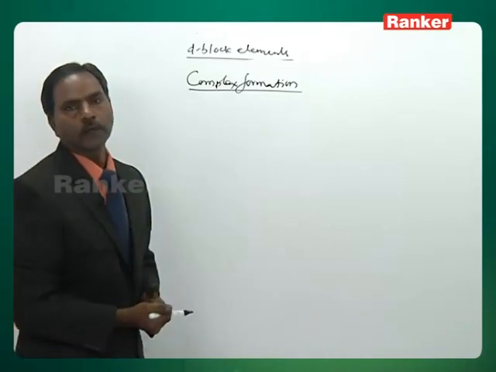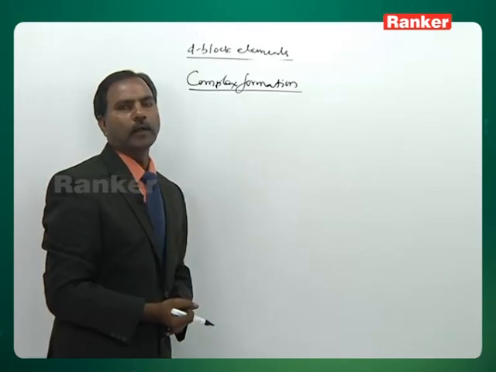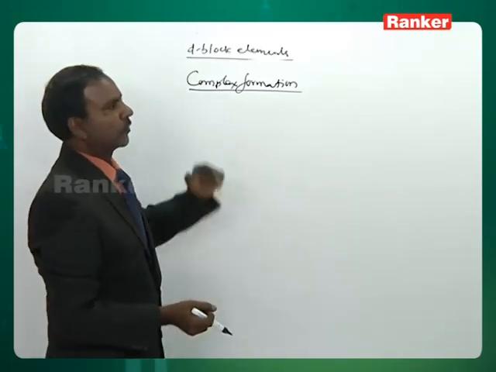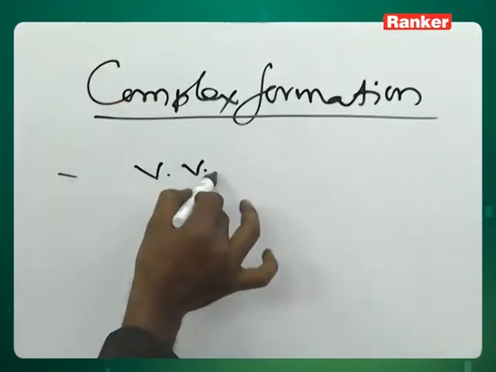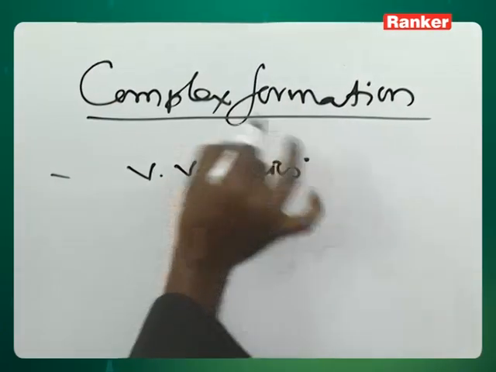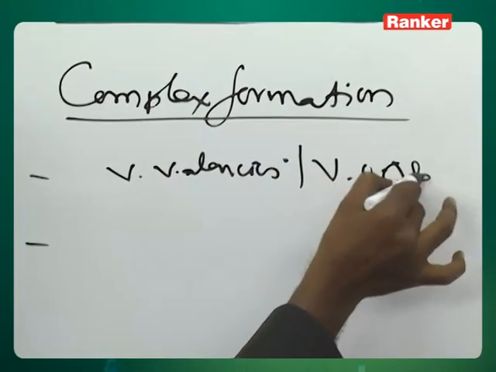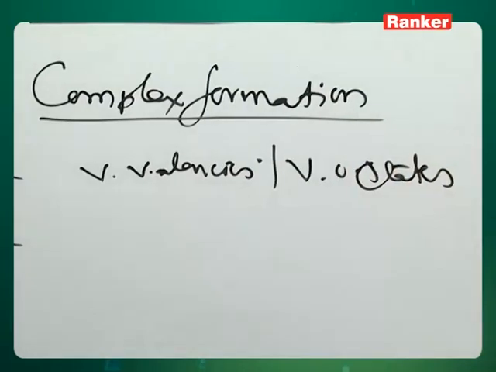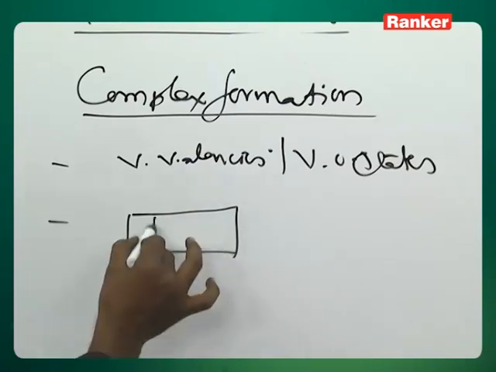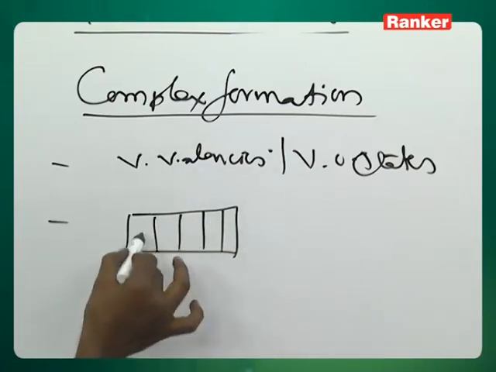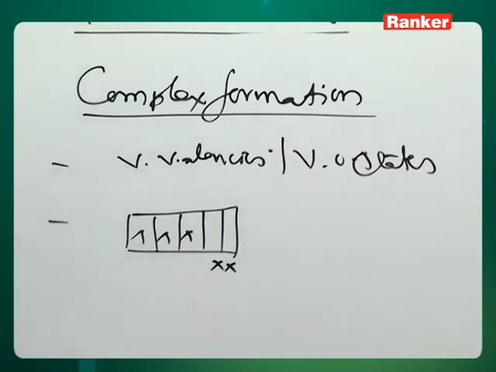Complex formation. Most of the d block elements are highly capable of forming complex compounds. Why are these highly capable of forming complex compounds? It is again variable valencies, or you can take variable oxidation states, presence of incompletely filled d orbitals or unpaired electrons in d orbitals.